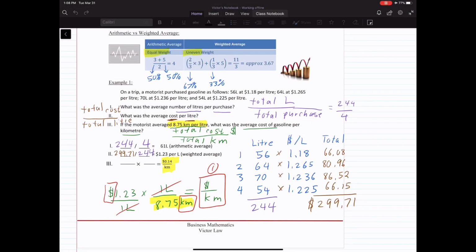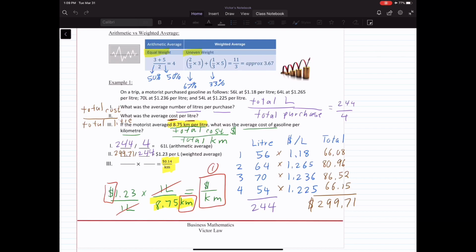Example 1. On a trip, a motorist purchased gasoline as followed: 56 liter at $1.18 per liter, 64 liter at 1.265 per liter, 70 liter at 1.236 per liter, and 54 liter at 1.225 per liter. And part 1, what was the average number of liter per purchase?